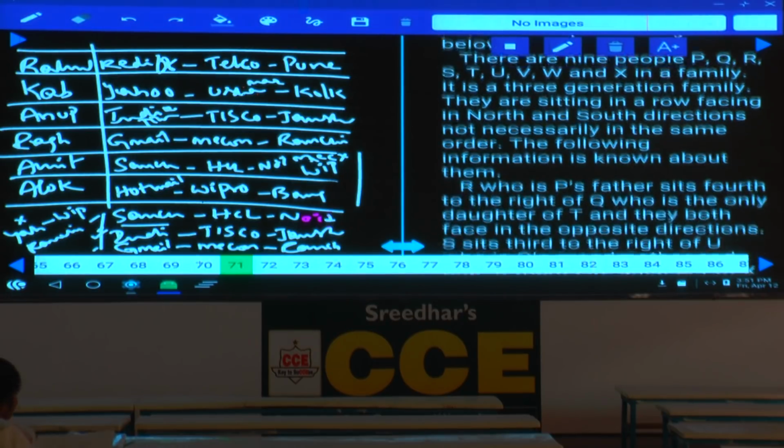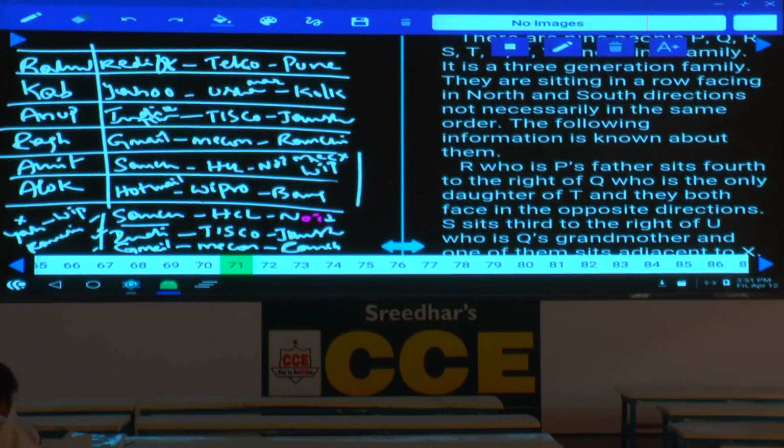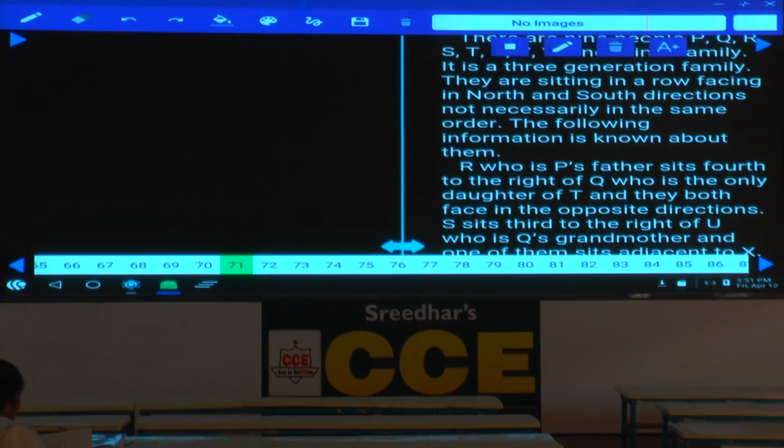then R, who is P's father. Now this R is P's father, R, who is P's father, sits fourth to the right of Q. R is P's father. P is here. Now the gender of this P is not known as of now. R, who is P's father, sits fourth to the right of Q. And Q is the only daughter of T. T is here. Now this Q is the only daughter of T.